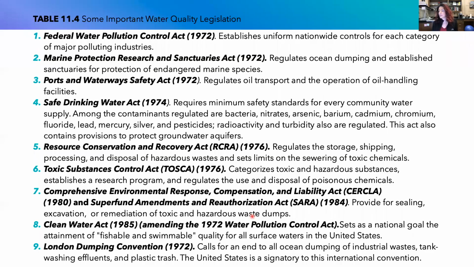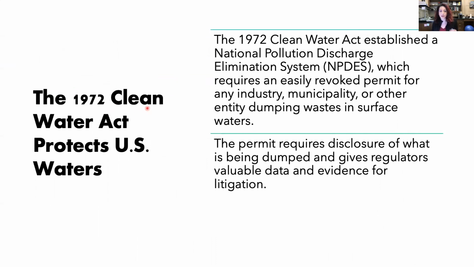And here's a table of some important water quality legislation that helps you see how we've tried to tackle the problem of water contamination through time. The most important of these is the 1972 Clean Water Act that protects water in the United States. It established a national pollution discharge elimination system, which requires an easily revoked permit for any industry, municipality, or other entity dumping waste in surface waters. For point sources, the Act requires discharge permits and the use of best practicable control technology. It requires disclosure of what's being dumped, and it gives regulators valuable data and evidence for litigation.